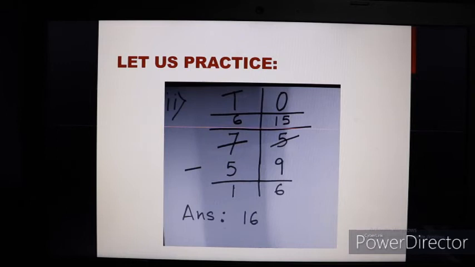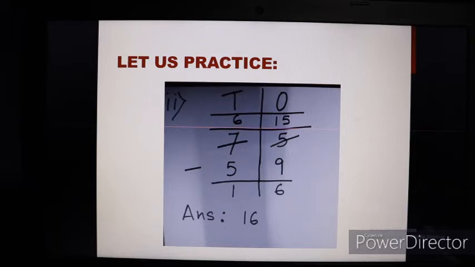Here in ones place the upper number is smaller than the lower number. We cannot subtract 9 from 5. So we borrow 1 from tens place and that is 7. Now in ones place the new number is 15 and we can easily subtract 9 from 15.